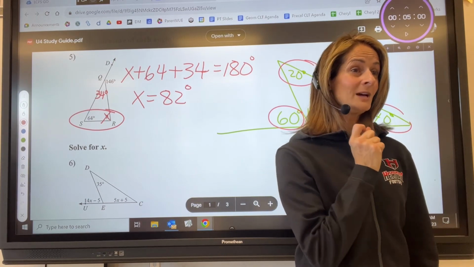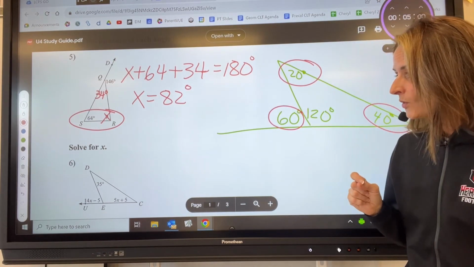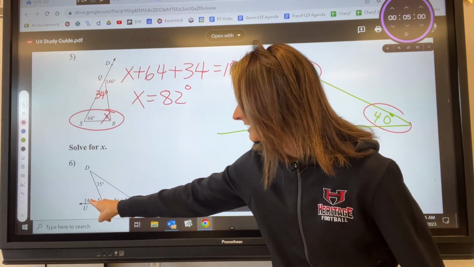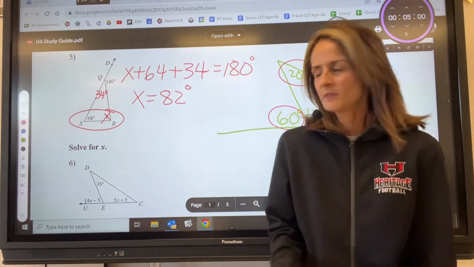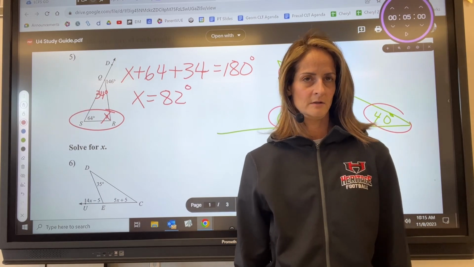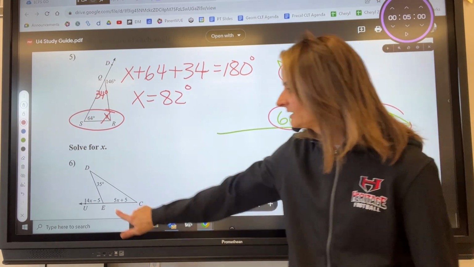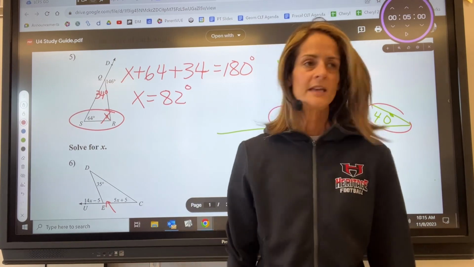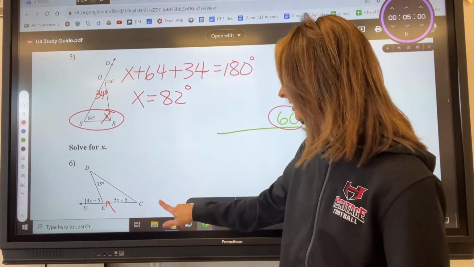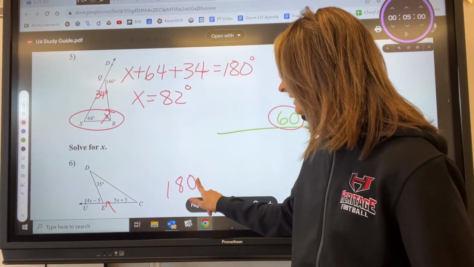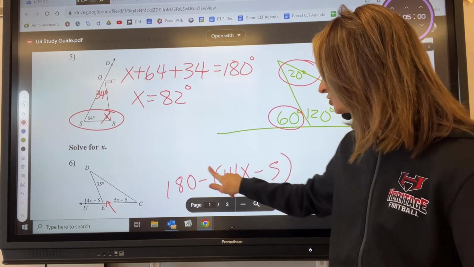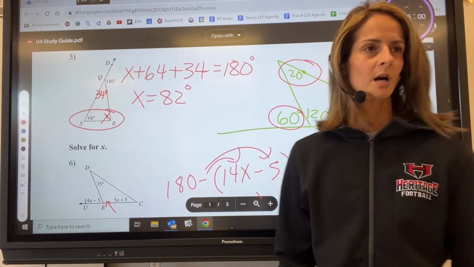Now, if you get a problem like number 6, we can't solve for this missing interior angle here, because we don't know the measure of this angle. I mean, they tell us it's 14x minus 5. Yes, we could say this angle is 180 minus 14x minus 5, but then that's a lot of algebra. Because when you do 180 and you subtract the quantity 14x minus 5, you're going to have to distribute this negative. It's going to be a lot of work.